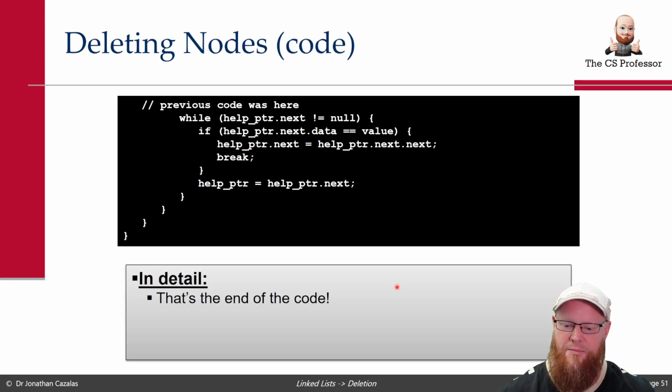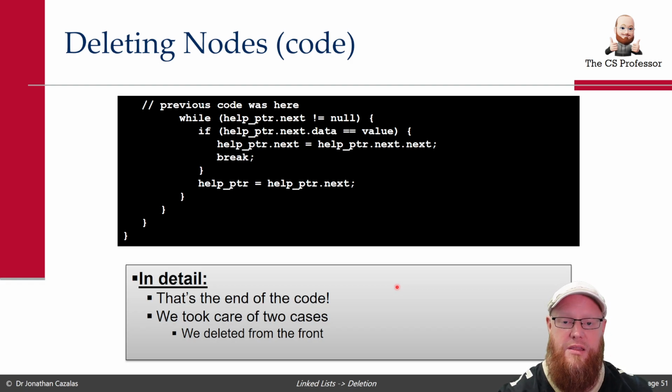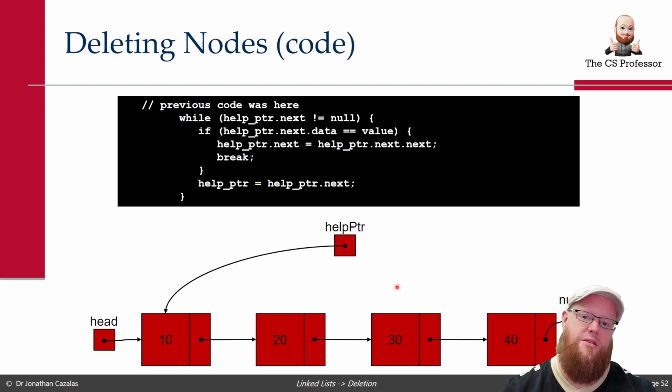So one more time, let's look at that picture and make sense of this. But this code took care of all of it. The two cases of deleting a node from the front or deleting a node from anywhere else in the list. And now I'll come back to the pictures.